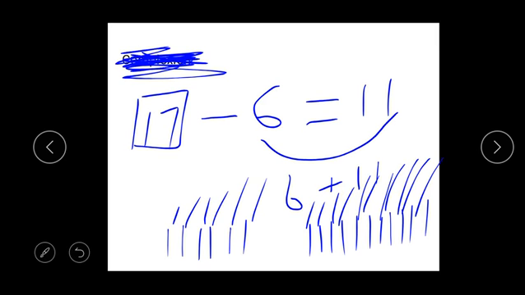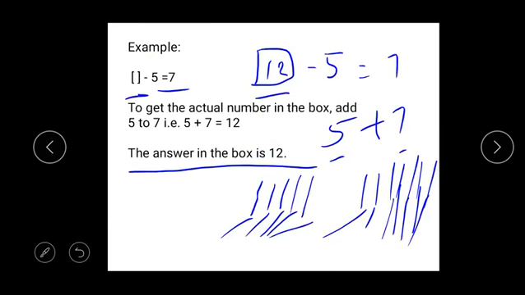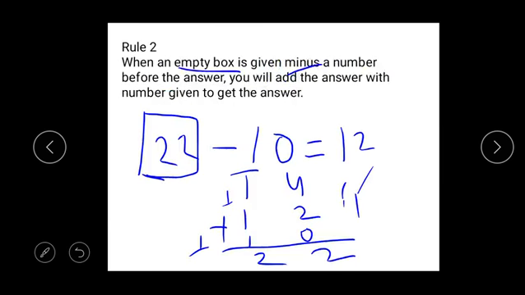And that means 17 minus 6 is equal to 11. And this means 35 minus 25 is equal to 10. 12 minus 5 is equal to 7. 22 minus 10 is equal to 12.